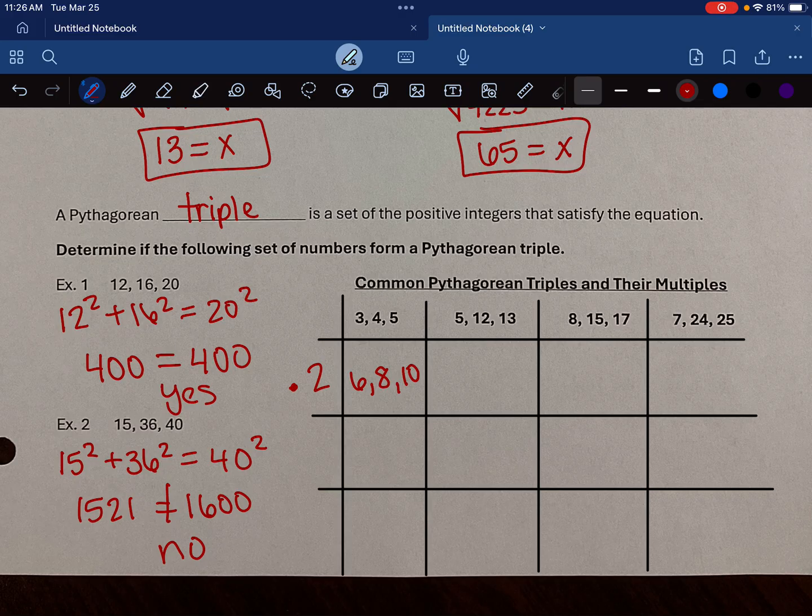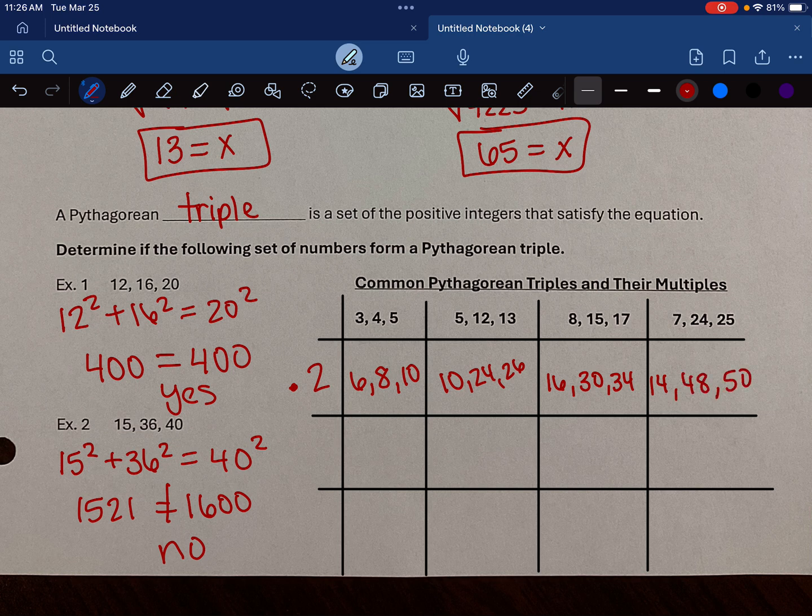Okay? So you can go through, we'll do this later, I'll come back to it just for time's sake. Well, let me just write them in for you real quick. So 10, 24, and 26. And then 16, 30, and 34. 14, 48, and 50.